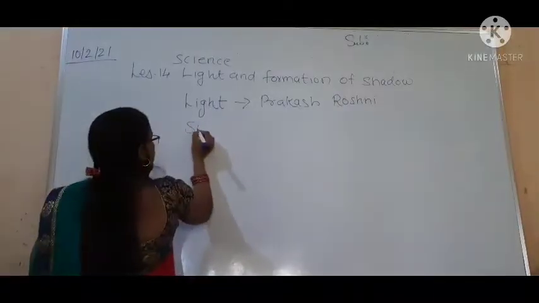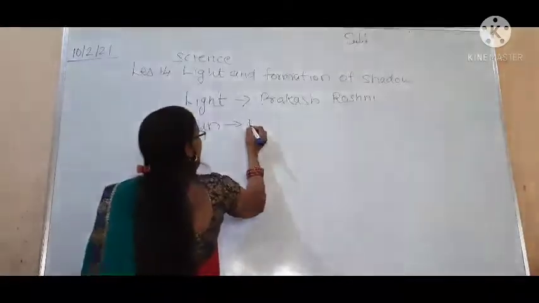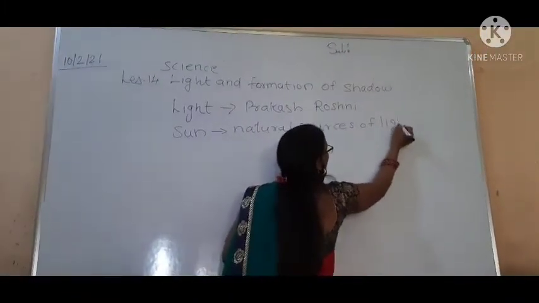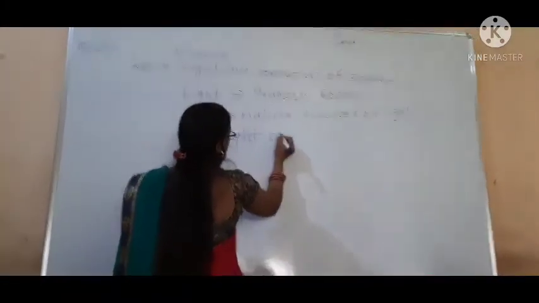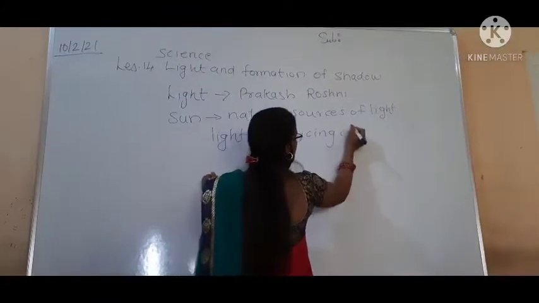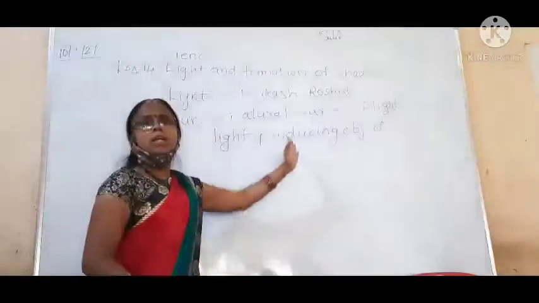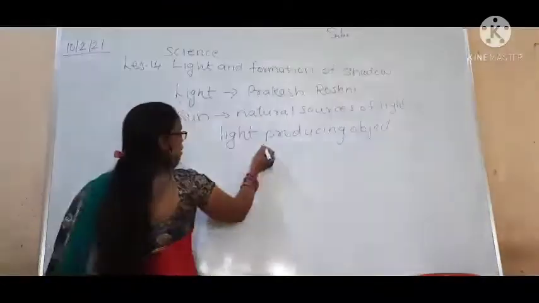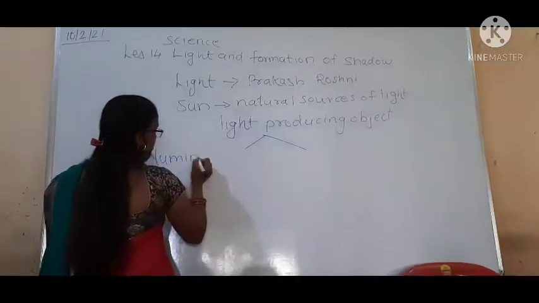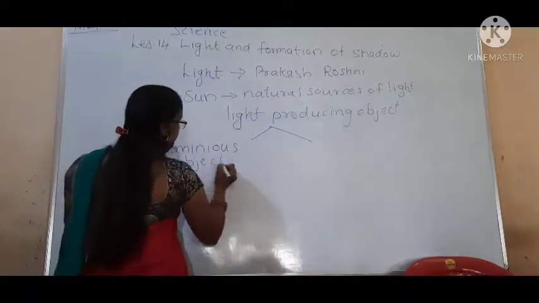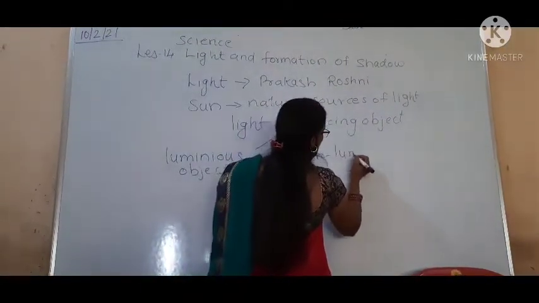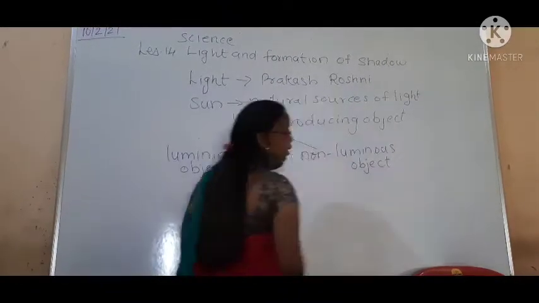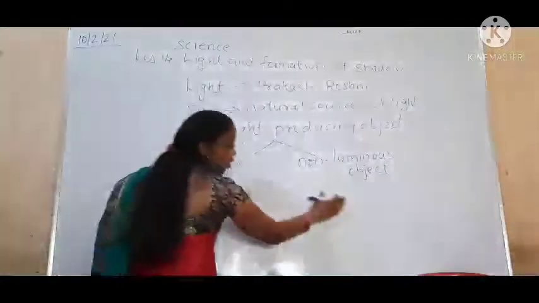Okay. What about the sun? Sun is a natural source of light. Light producing objects are classified into two kinds. They are luminous objects and non-luminous objects.